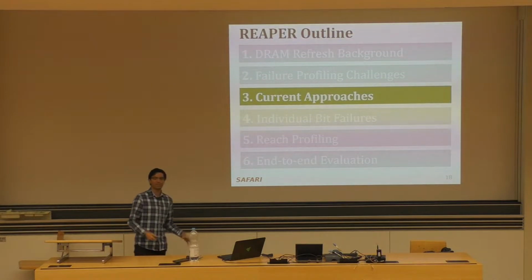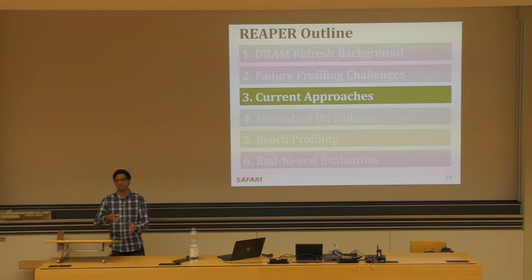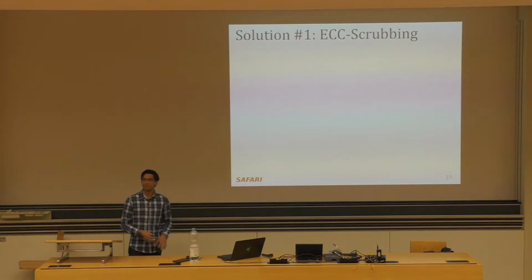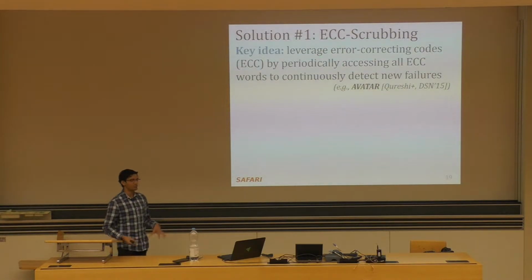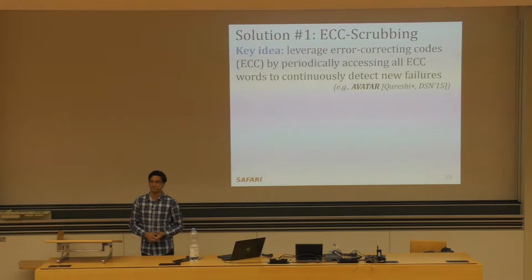And so now I'm going to talk about some of the current approaches to retention failure profiling. And keep in mind this is current as per the time this work was published, right? So in 2017. So the first solution I'm going to talk about is called ECC-Scrubbing. And the key idea of ECC-Scrubbing is to leverage error correction codes by periodically accessing all of these ECC words in order to continuously detect any new failures that occur.